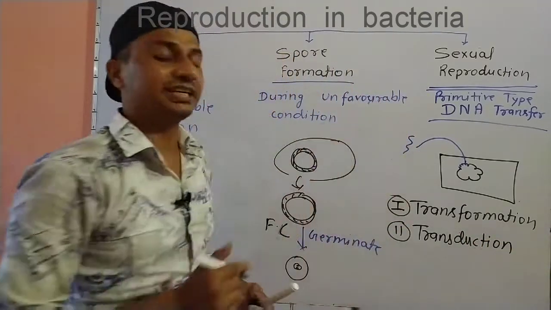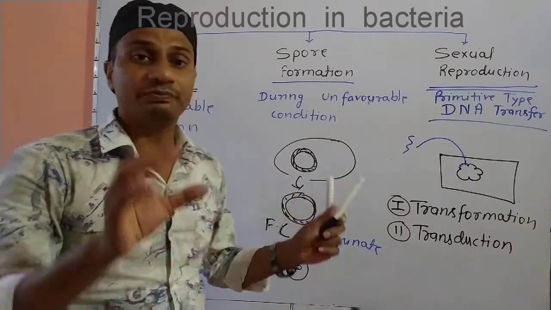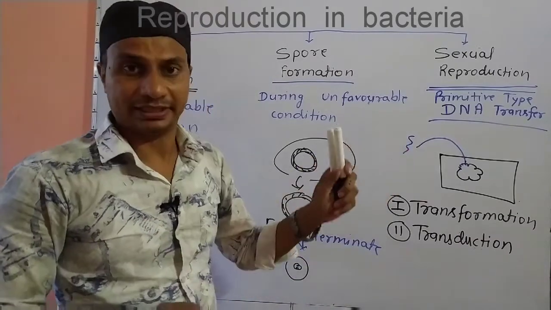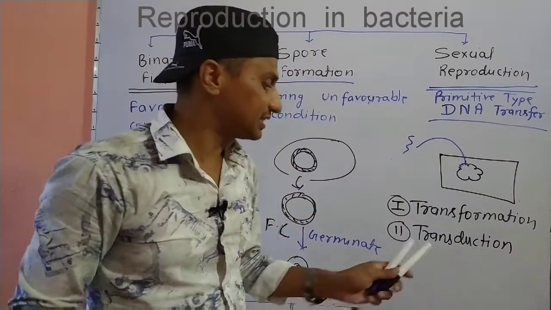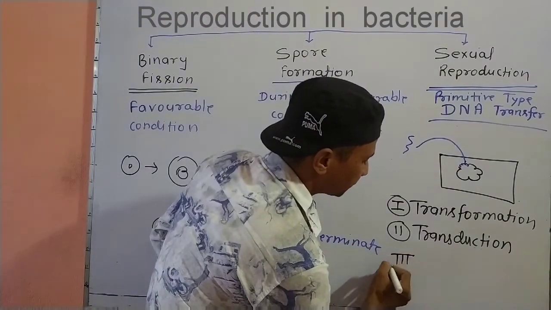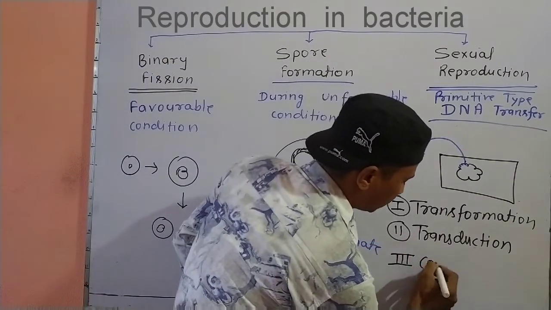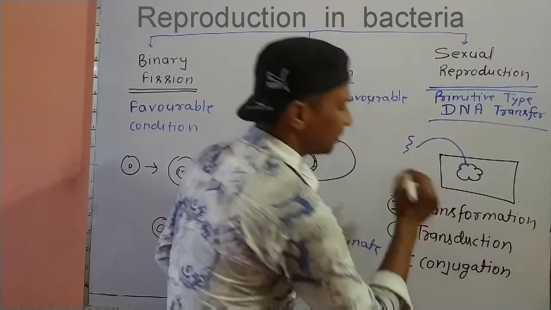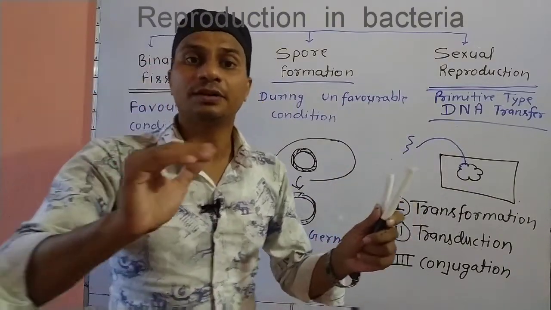Transduction is when the genetic material comes from a bacteriophage. I think that all of you know about bacteriophage, which is a virus that infects bacteria. If the external genome comes from a bacteriophage, it is called transduction. And third one is conjugation. Conjugation is a process in which the external genome comes from another bacteria.